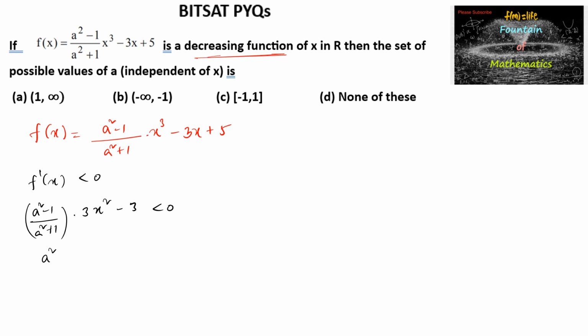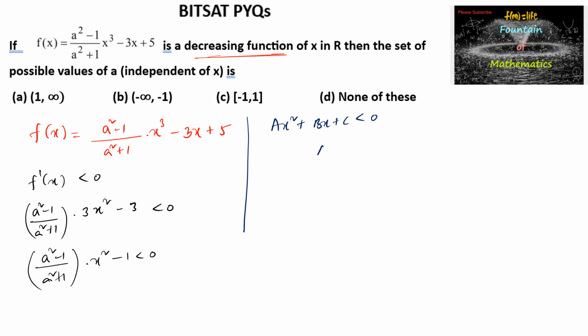Or we can write (a square minus 1 upon a square plus 1) into (x square minus 1) is less than 0. And for this function to be negative, let us recall the quadratic expression ax square plus bx plus c is negative under the conditions delta should be less than 0 and the coefficient of x square must be negative, so that it will be under the x axis.